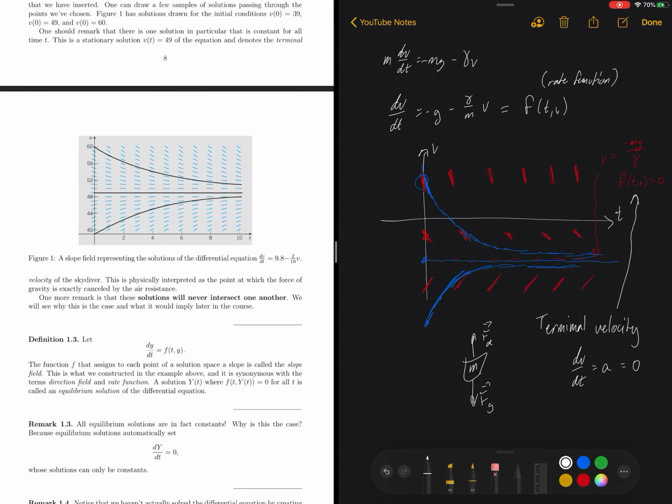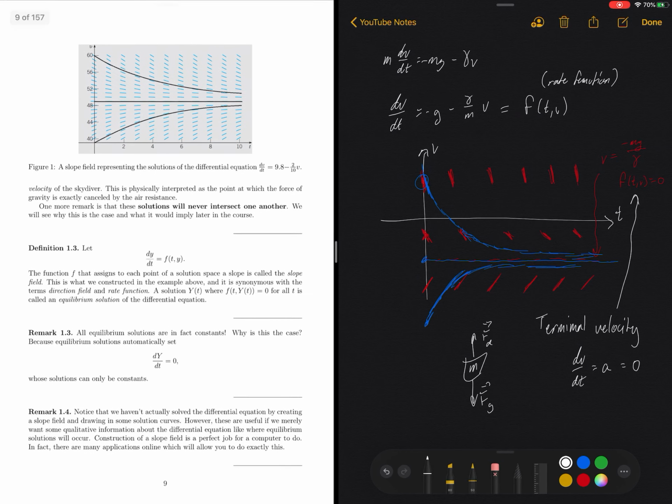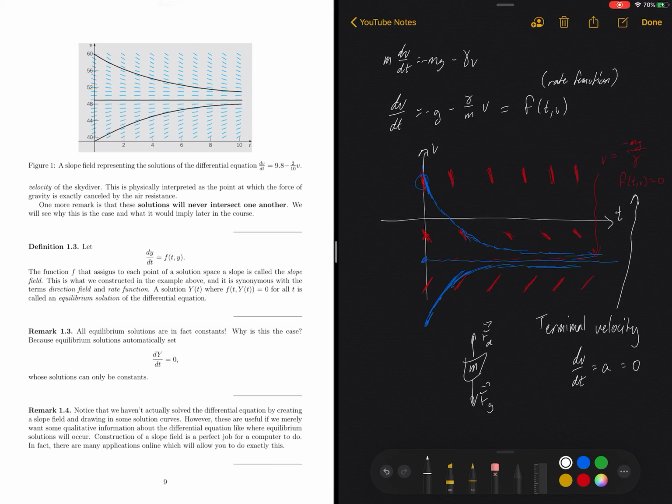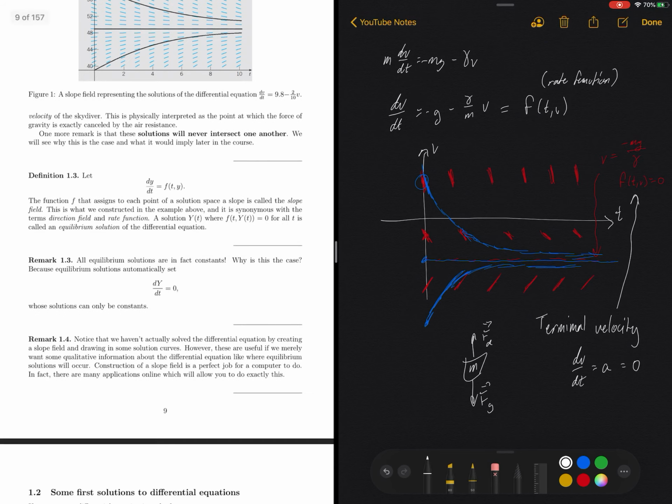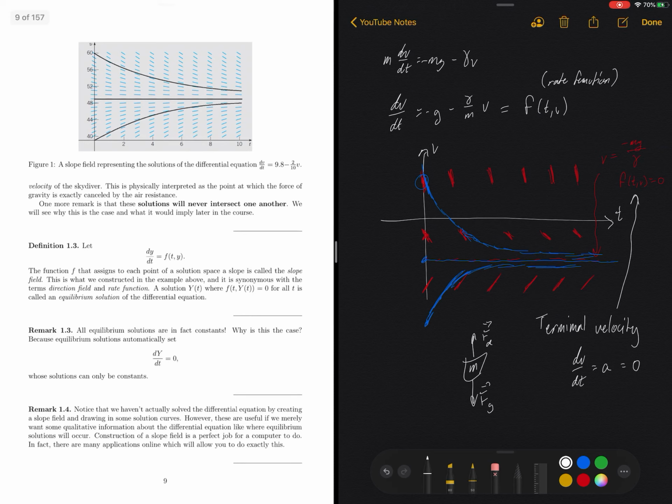We call that a rate function. We notice that there is a solution here that's totally flat, and that's what we call an equilibrium solution, when the rate function is 0. And there are various interpretations of what that equilibrium solution is in context. This is usually a construction that we leave up to a computer. So we'll talk a little bit about numerical approximations of solutions very, very soon.